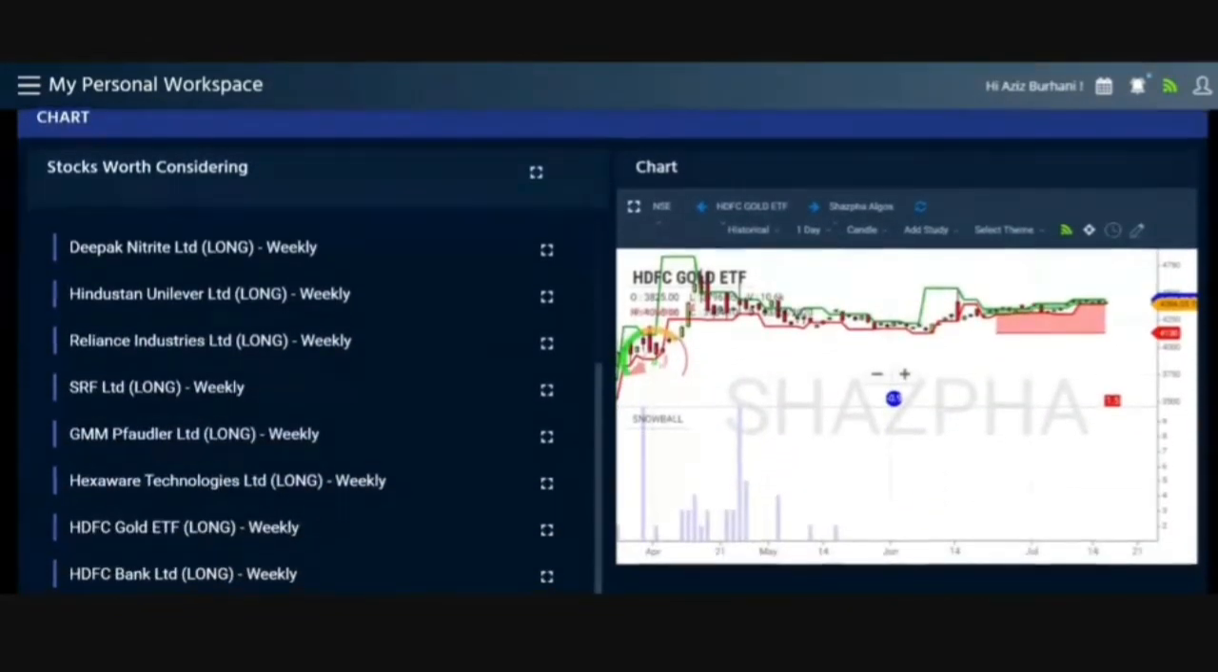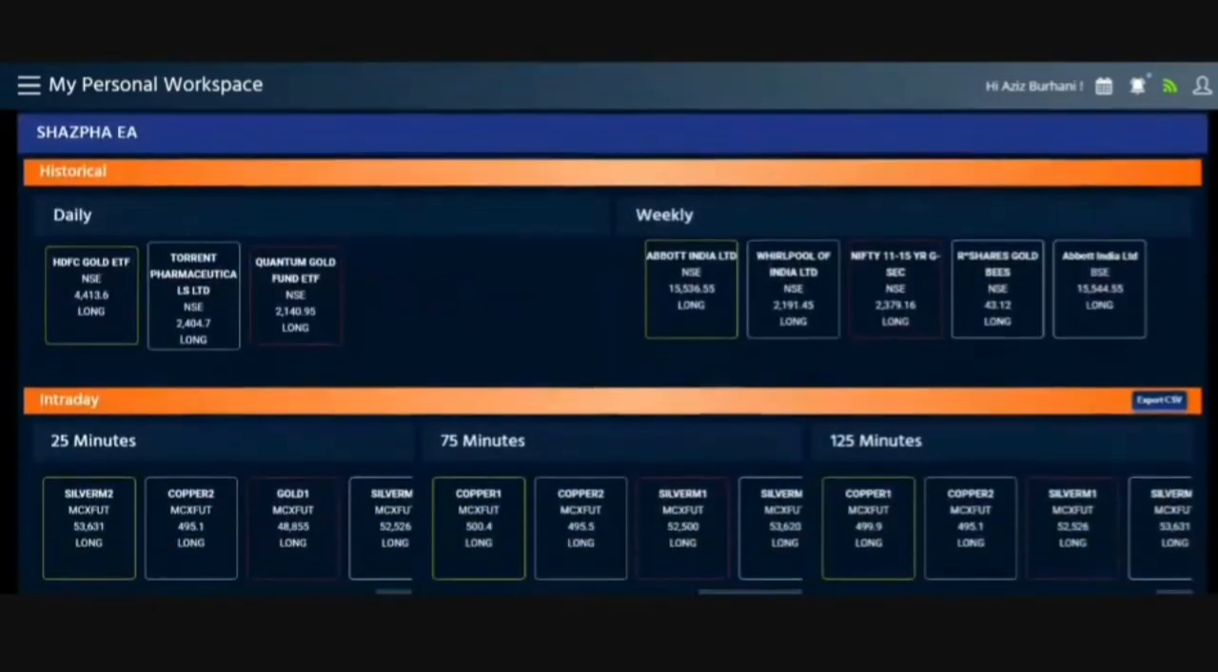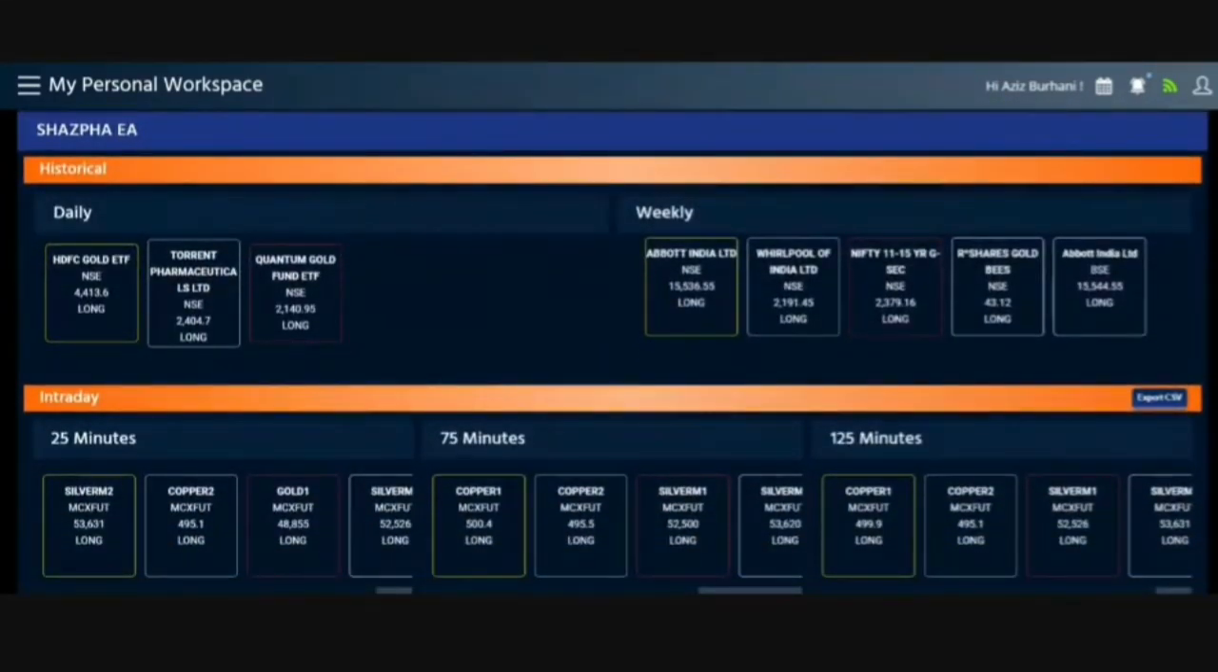Okay. The next thing is the SHASPA EA, the SHASPA Expert Advisor. So now, what is this SHASPA Expert Advisor? Sorry, it is not advisor, it is Expert Analyst. What the SHASPA Expert Analyst does is, every day it is scanning for 3-star, 4-star rated scripts. Whenever it gets the top 5-10 scripts, whether they are in MCX, whether they are for intraday trading in 25 minutes, in 75 minutes, or whether you are going for a weekly time frame that is long term, it will show you all here in these tiles.